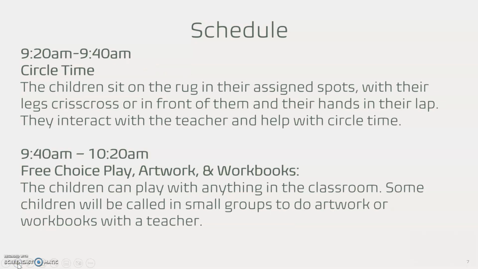From 9:20 to 9:40, we have circle time. The children sit on the rug in their assigned spots with their legs crisscrossed or in front of them, and their hands are in their lap. They interact with the teacher and they help with circle time. From 9:40 to 10:20, they have free choice play again, but we'll also do some artwork and workbooks. Some children will be called in small groups to do any artwork or workbooks with the teacher.